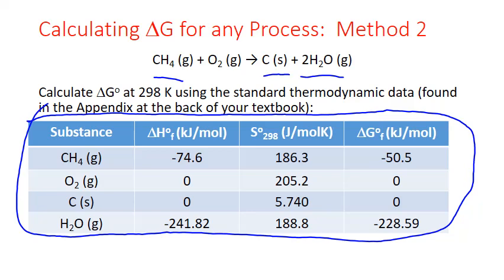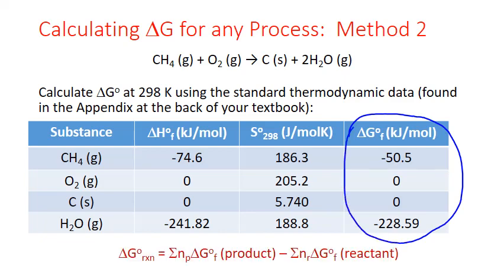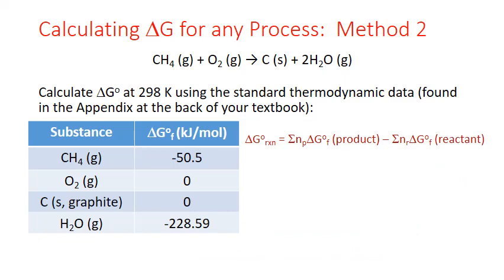Now we could certainly use the first two columns, calculate the change in enthalpy for our reaction and the change in entropy for our reaction, and then use the formula that we did in method 1. But since we have the Gibbs free energy of formation data, it becomes much simpler to just substitute this into our formula for the Gibbs free energy change for the reaction. So we add together the Gibbs free energy of formation of our products and subtract from it the sum of the Gibbs free energy of formation of our reactants.